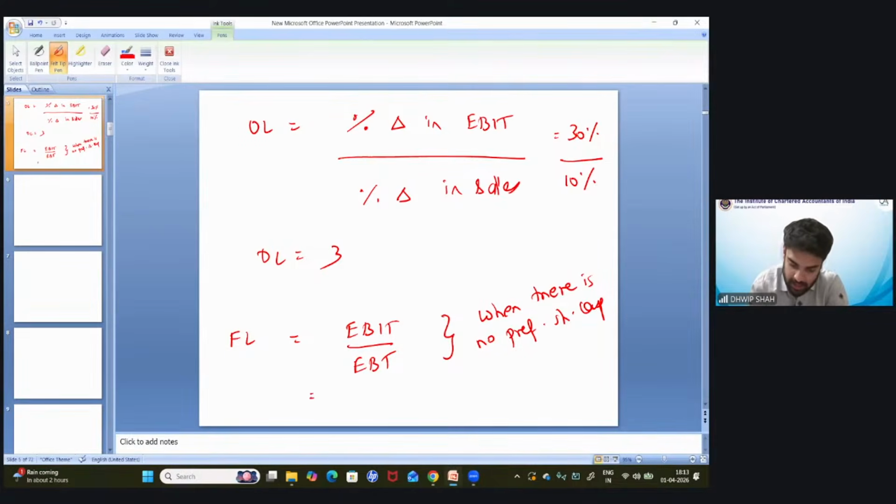Correct. Let's say EBIT is 2 lakh, EBT is 1 lakh, so FL is equal to 2. So the calculation is done. We calculated FL by applying the formula, and the answer 2 also came. Correct. You got it correct, you got 2 marks also, but my point is how to interpret this 2. This answer 2 that came, how to interpret that?